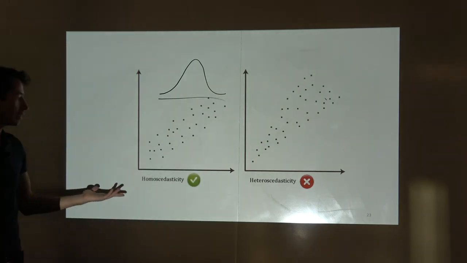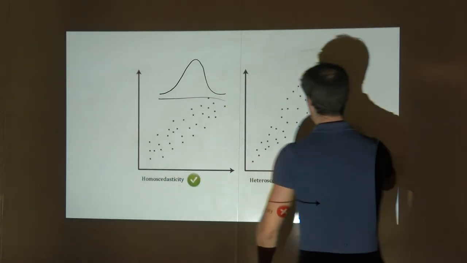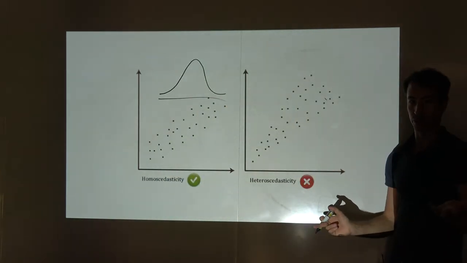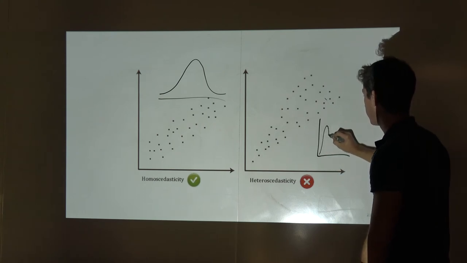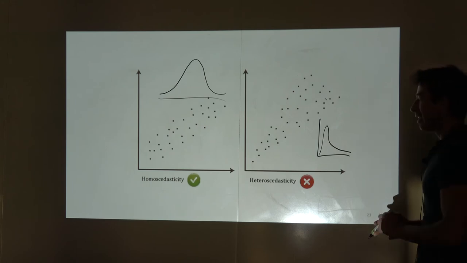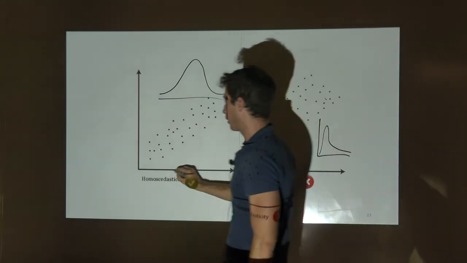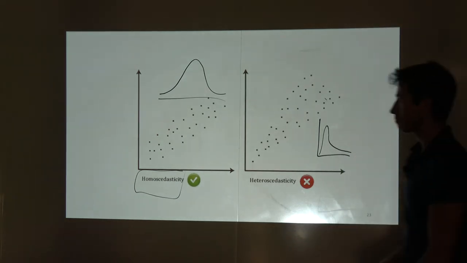Because if it's normally distributed, it's homoscedastic, right? This would be almost more like a Poisson distribution, where you don't have a normal distribution. So I almost always just assume that my data is homoscedastic, okay?